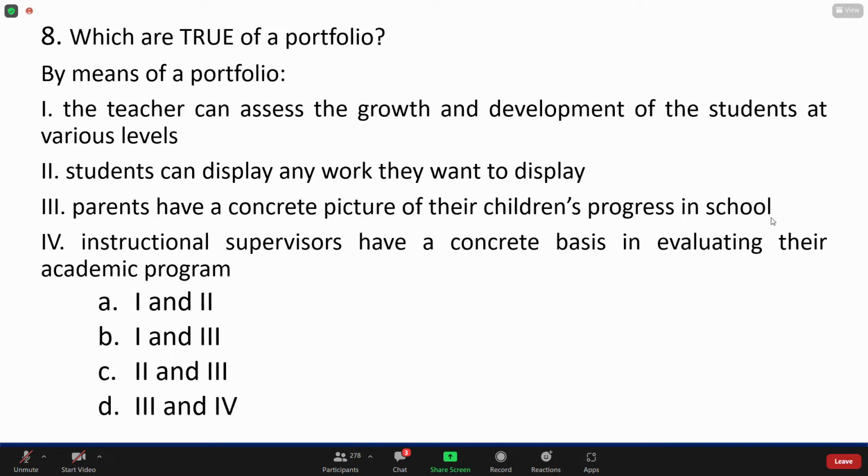Letter A, 1 and 2. Letter B, 1 and 3. Letter C, 2 and 3. Letter D, 3 and 4.